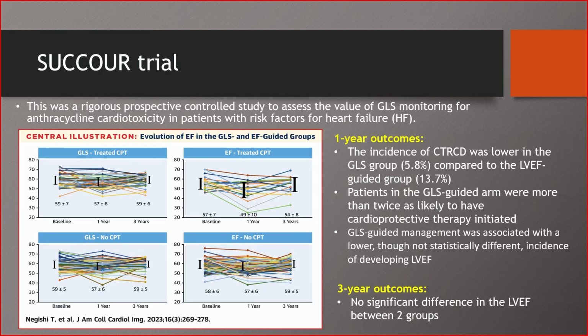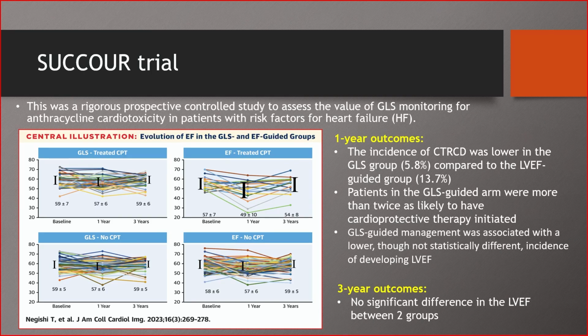When we talk about GLS, one noteworthy trial would be the SUCCOR trial. This was a rigorous prospective controlled study to assess patients who had been on chemotherapy, and they divided the patients into patients who were treated with EF-guided cardioprotective therapy versus GLS-guided CPT. And they found out at 1 year that the incidence of developing cardiotoxicity was much less in the GLS-guided group compared to the EF group. That was 6% versus 14%.